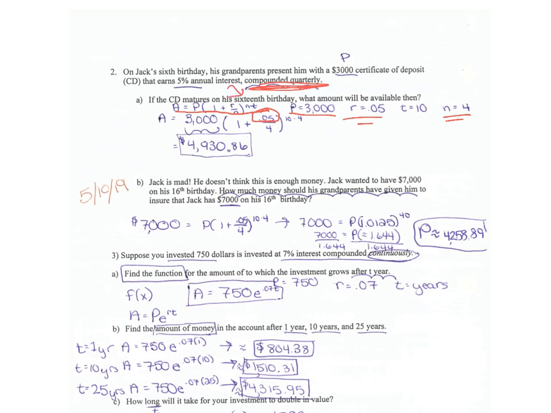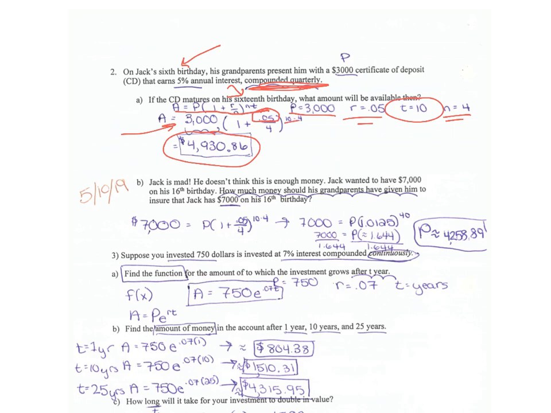Okay, so if his grandparents put it in on his 6th birthday, from 6 to his 16th birthday, that would be 10 years, right? So when we plug all those in, 3,000 times quantity 1 plus 0.05 over 4 raised to the 10 times 4, we get $4,930.86. So it grew from 3,000 after 10 years to $4,930.86.